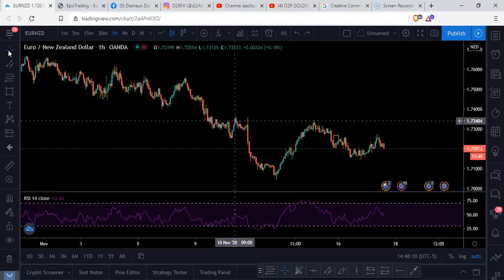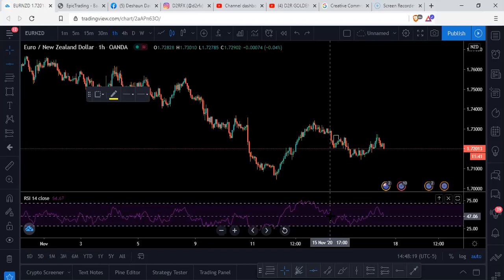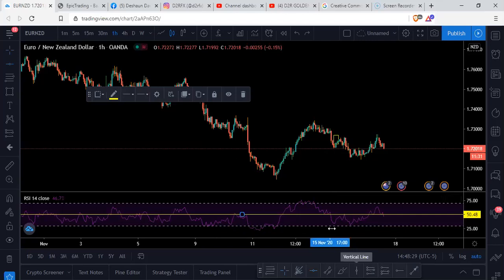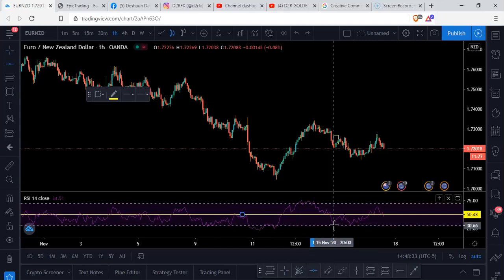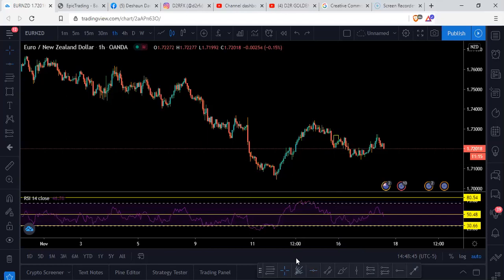And then what you can do here, if you're new to this, the way I would do it if I was you, you just draw a horizontal line right here at your 50. Draw a horizontal line right here at your 30. Then draw a horizontal line right here at your 80. Then I'm gonna show you some examples of how we use this.